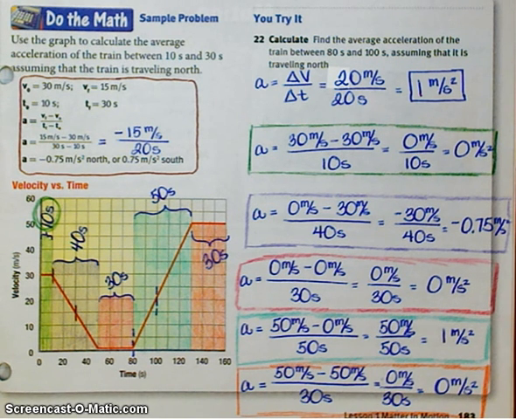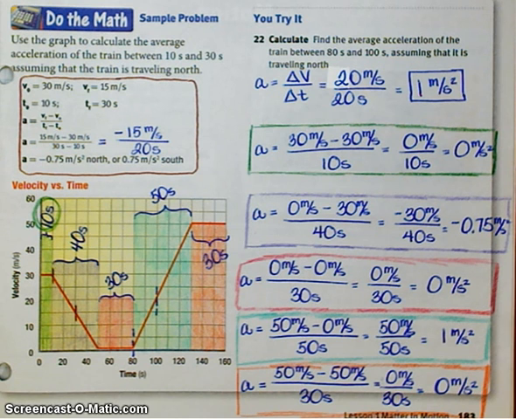I'm on page 183, and we're looking at the sample problem where it says, do the math. It says, use the graph to calculate the average acceleration of the train between 10 seconds and 30 seconds, assuming that the train is traveling north. They tell you to assume that it's traveling north so that you understand that we're dealing with a velocity.